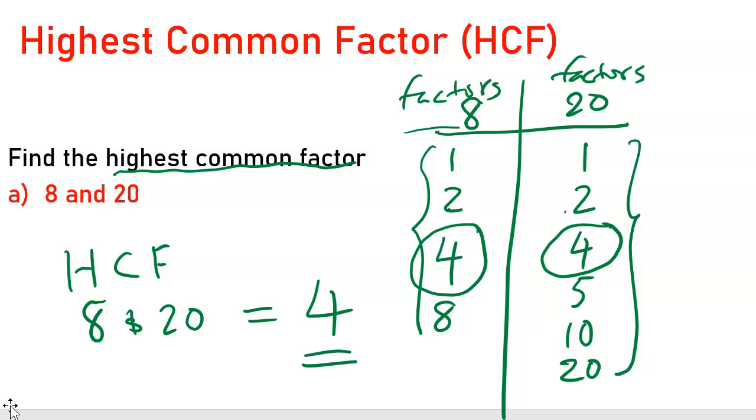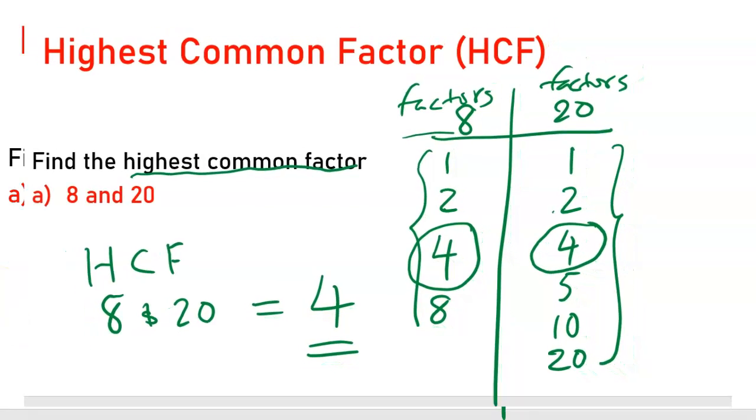So the easiest way to do this is to find the factors for 8 and the factors for 20, and then the highest common factor is the biggest number that is common to both of them. Generally, when you're finding the highest common factor of numbers, you have to find the factors of each number and then look for the highest common number.